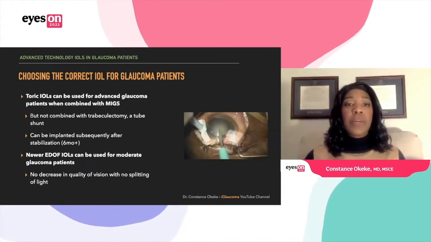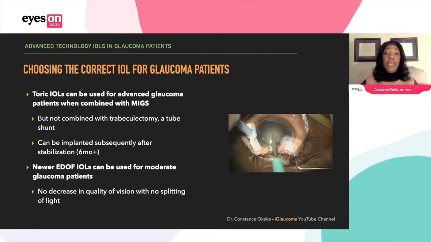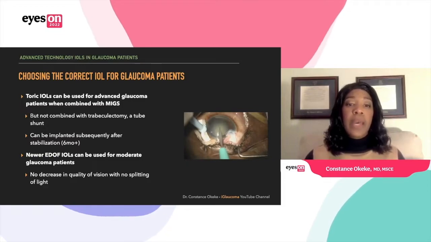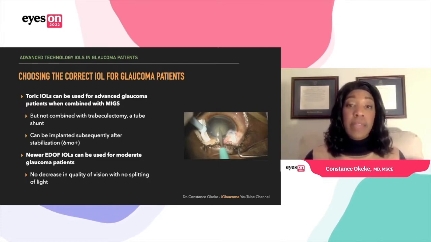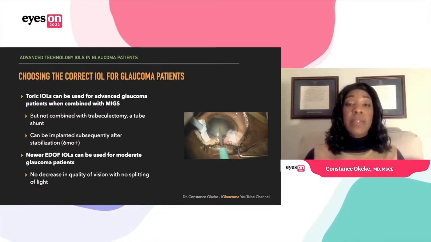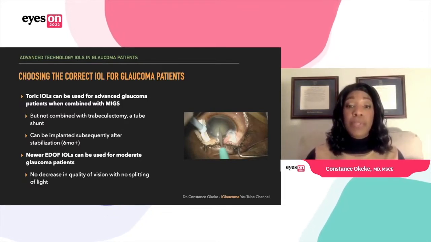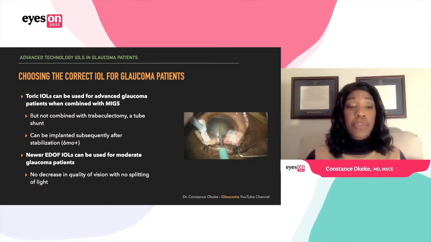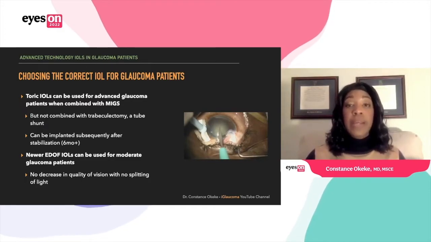Now, in terms of choosing the correct IOL, toric lenses, as we mentioned, are very good for patients who have glaucoma, even advanced glaucoma, as in my patient example. But I don't combine toric IOLs with trabeculectomies or tube shunts at that time, because of the inconsistency of the outcomes and the potential development of astigmatism afterwards. I would give at least 6 months or more to allow a stable refraction, and then do the cataract surgery afterwards, with the expectation that the outcome can be very good.